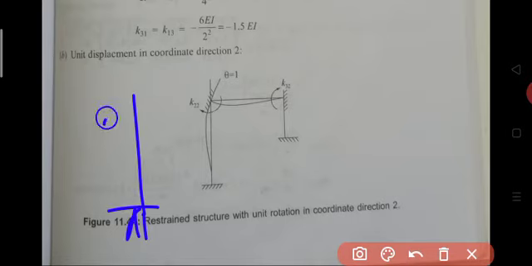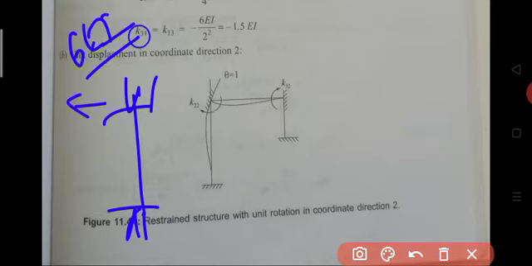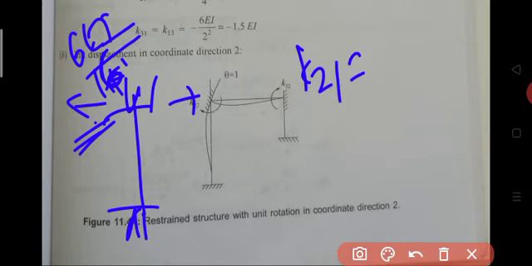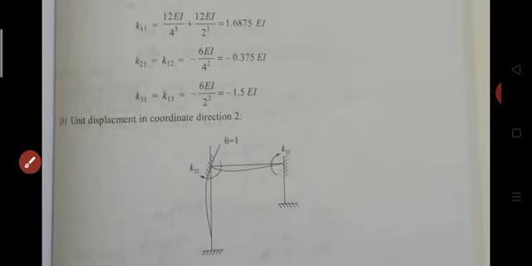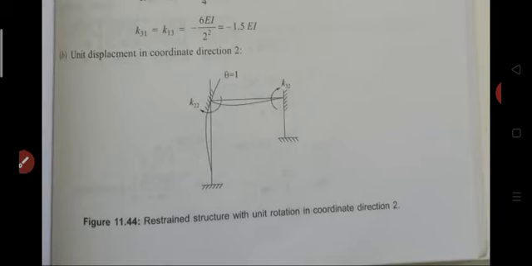From the free body diagram for the AB column you get one horizontal reaction in the minus x direction, its value 6EI by L square, so 6EI by 16. But this is opposite to our assigned coordinate direction. Therefore K21 is equal to minus 6EI by 16. So you finally get minus 0.375EI.